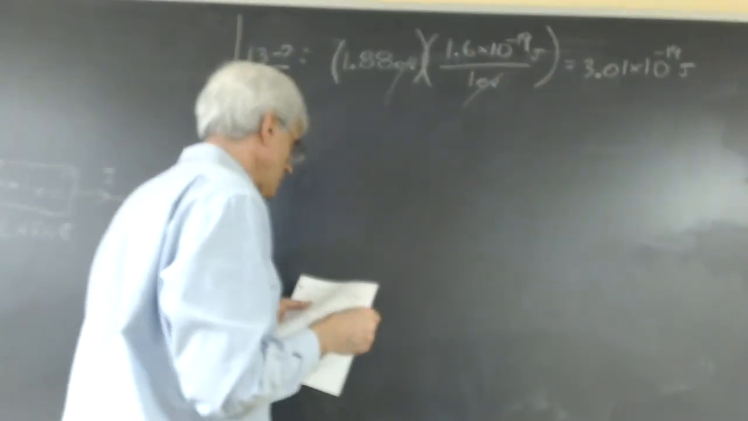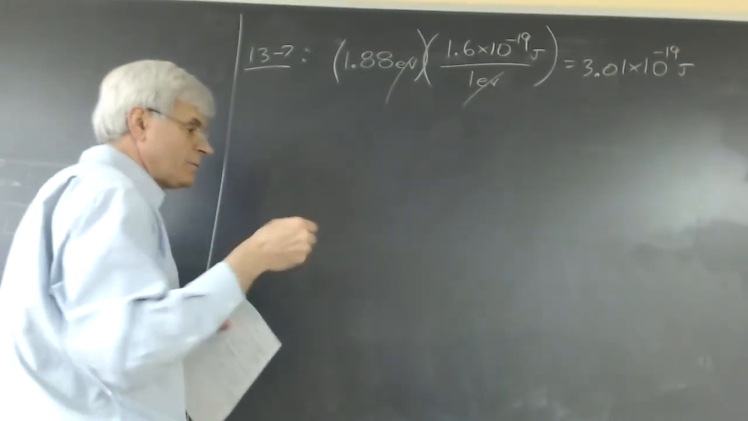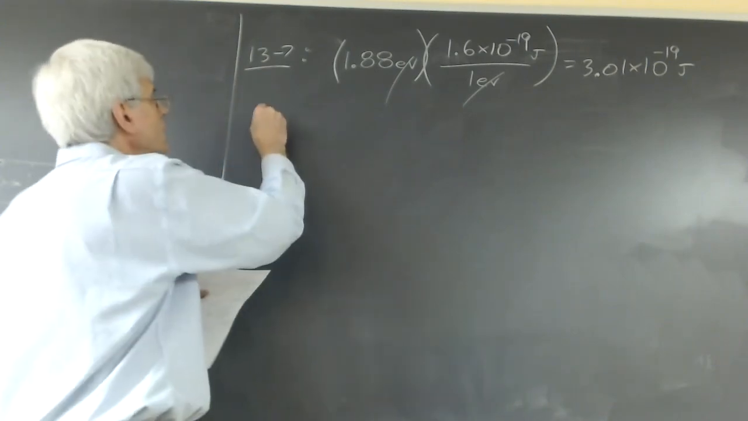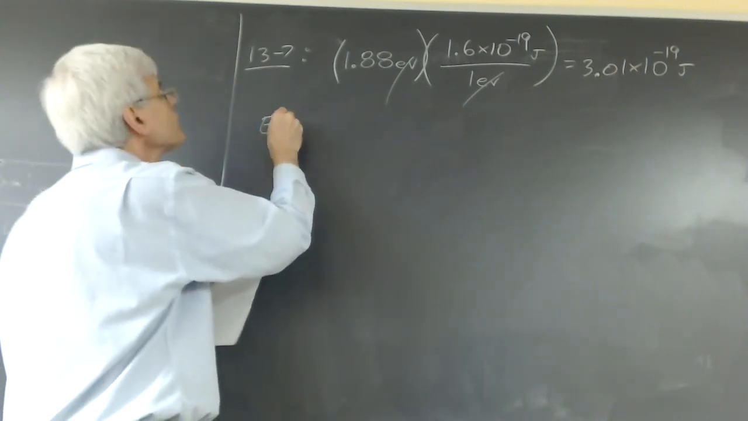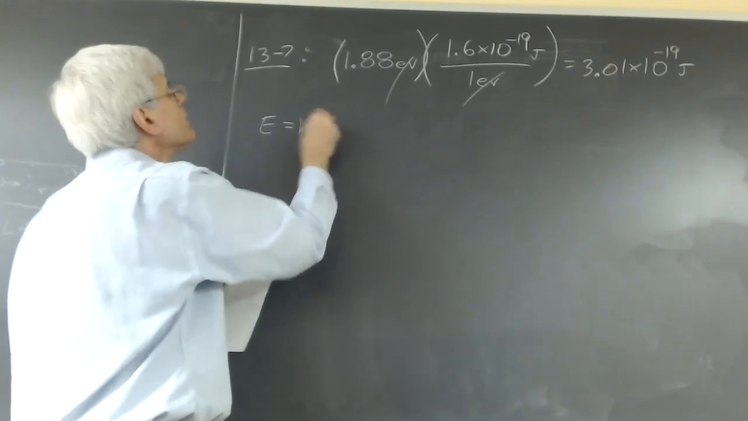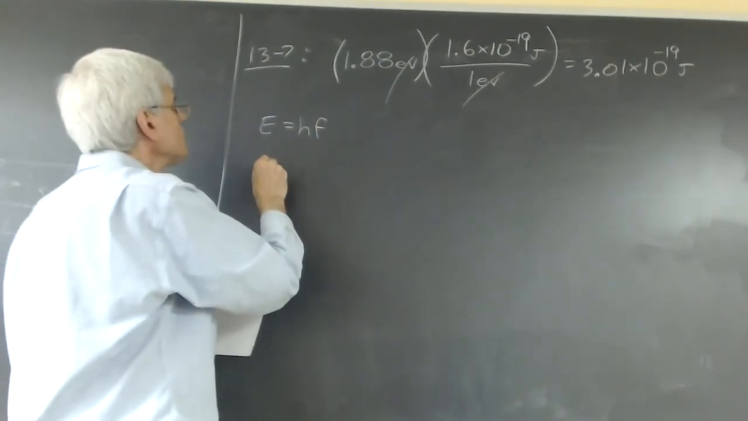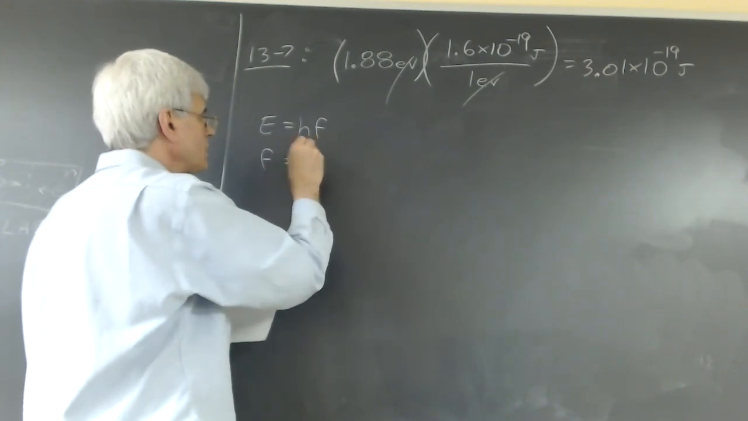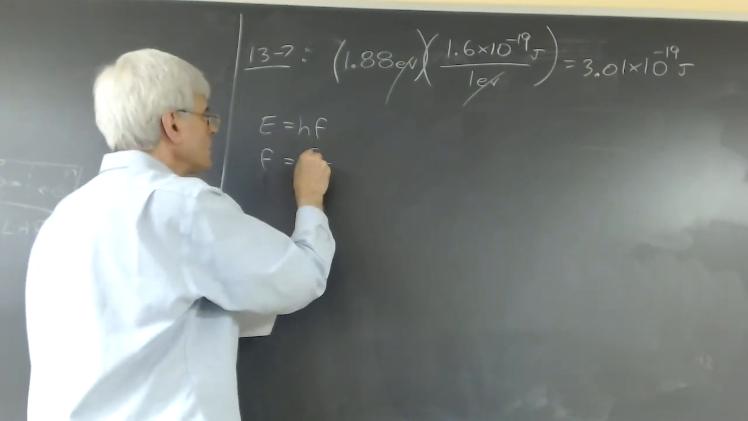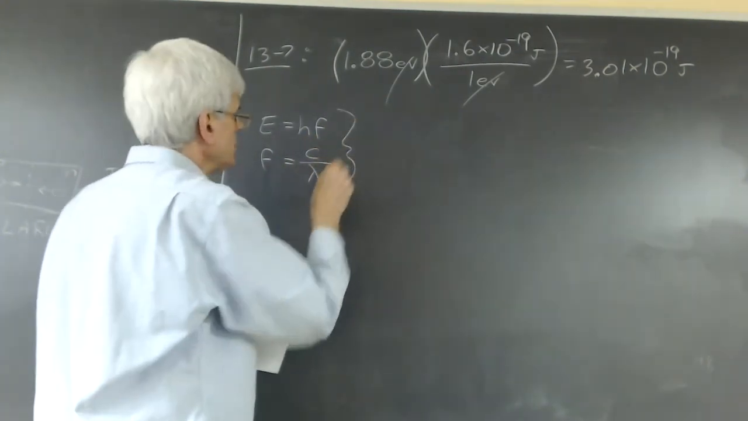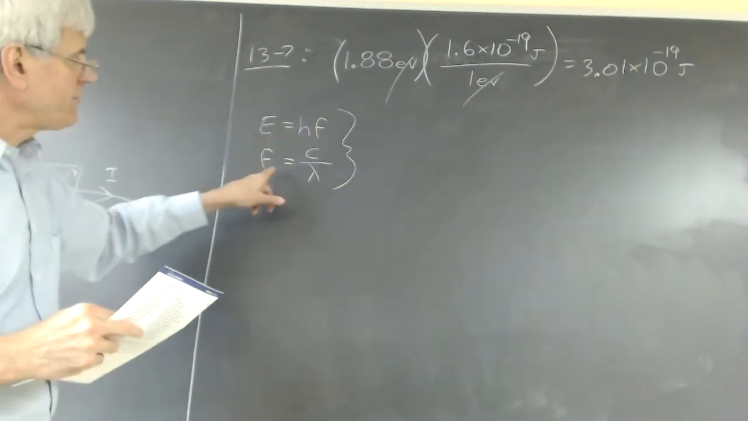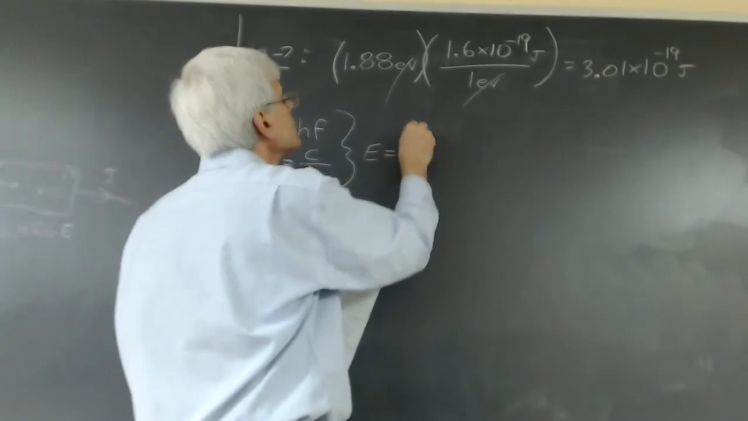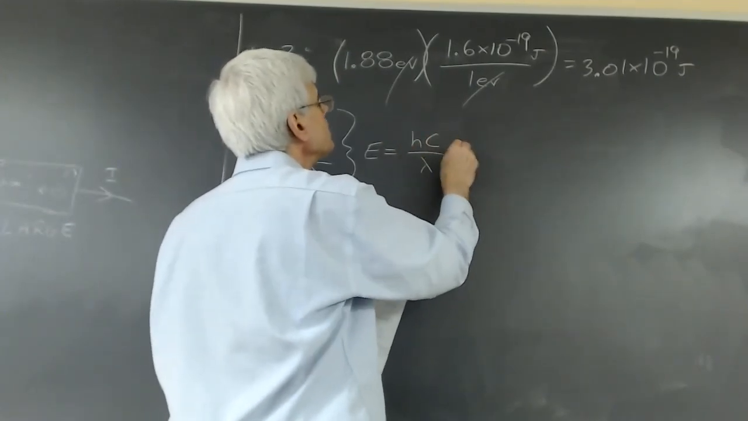Then, and again, you might want to do the math first and then the manipulations, or I combined the formulas first and then filled the numbers in, instead of actually coming up with a number for the frequency, because I don't care about the frequency. E equals hf, where f equals c over lambda. If you put them together, E equals hc divided by lambda.